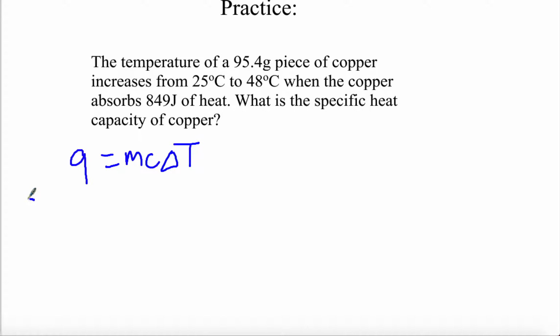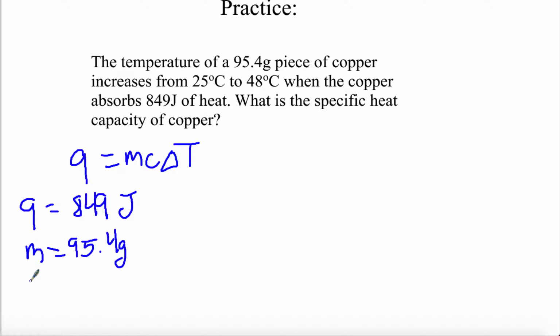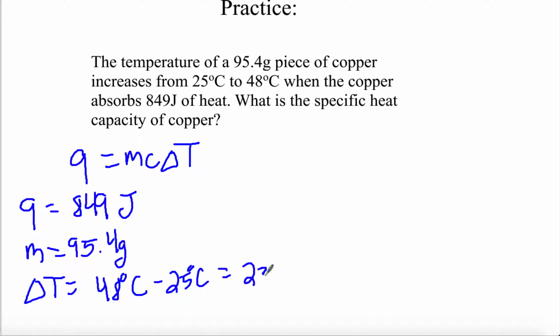Okay, so Q again is our heat. It's absorbing 849 joules, so we know it's going to be a positive 849 joules. The mass of the copper is 95.4 grams. And we know that the change in temperature is final minus initial, so it started at 25, went up to 48. So it's going to be 48 degrees centigrade minus 25 degrees centigrade, which equals 23 degrees centigrade.